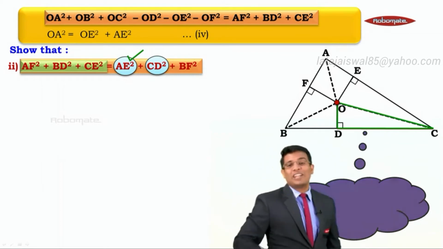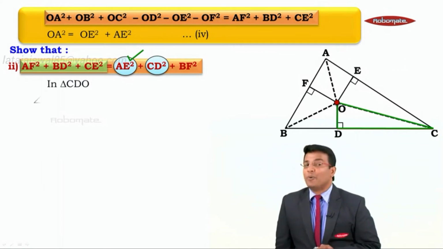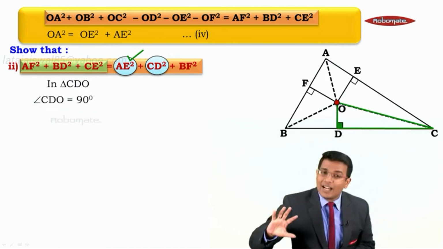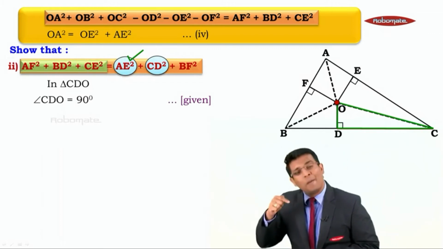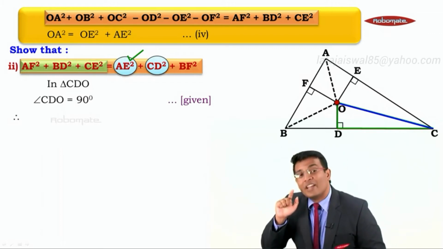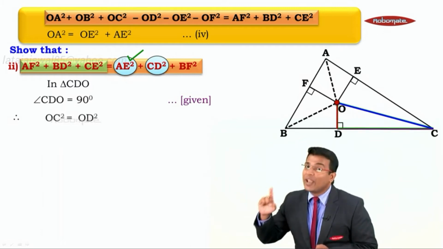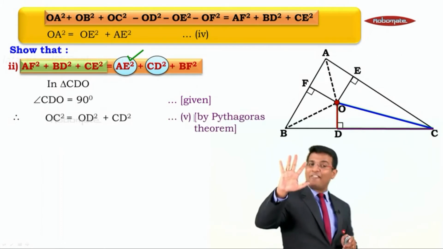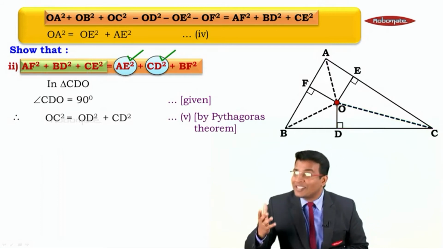So now what we get there is, when we apply, in triangle CDO, angle CDO is equal to 90 degree. Why it is 90 degree? Because it is given to us. Beautiful. So now we apply Pythagoras theorem. So what do we get? We get OC square is equal to OD square plus CD square, which is our result number 5 by Pythagoras theorem. Easy? Superb. That means we got the second one.